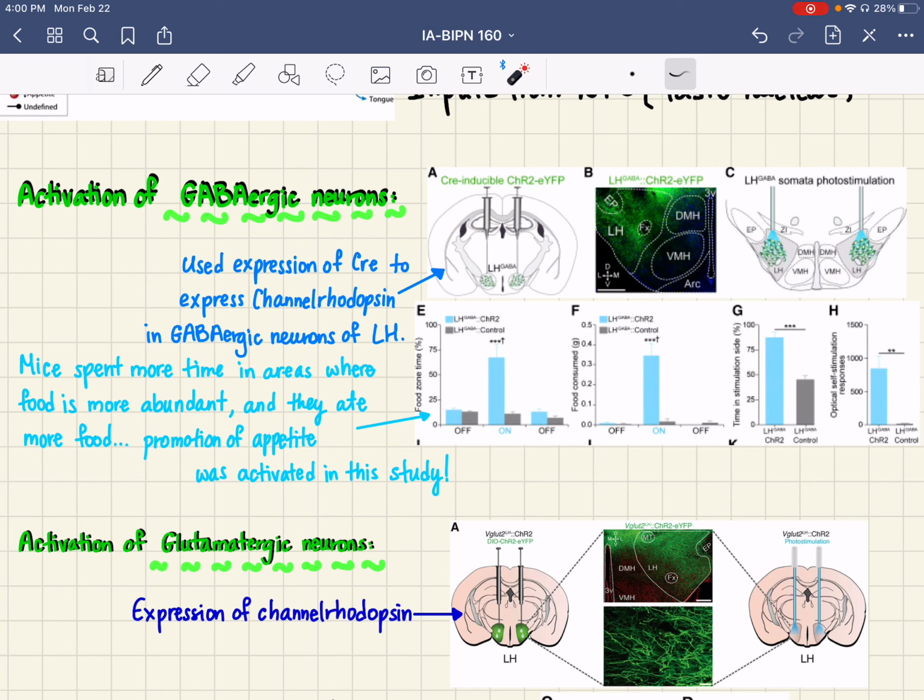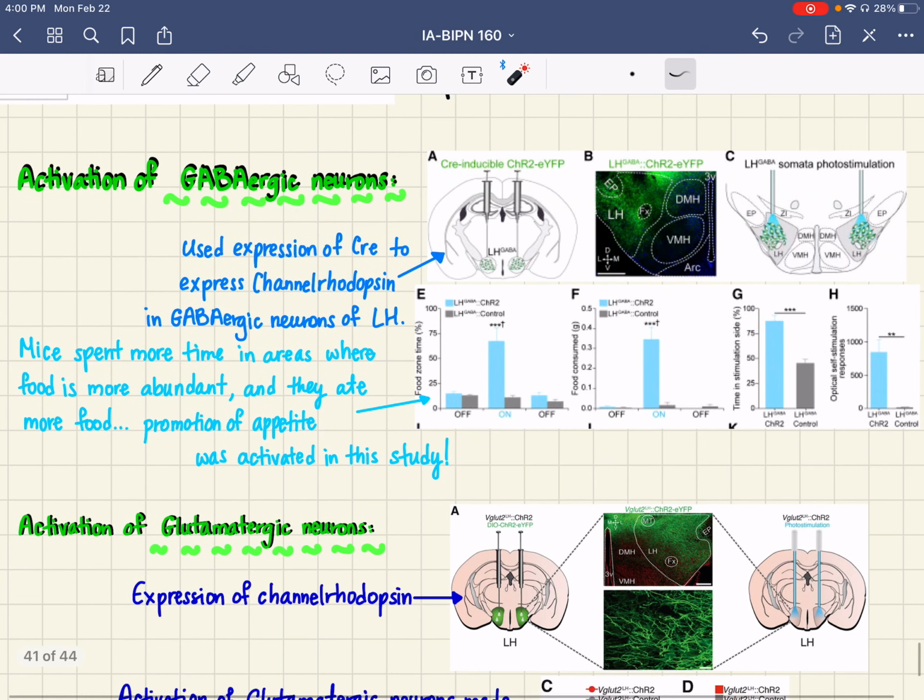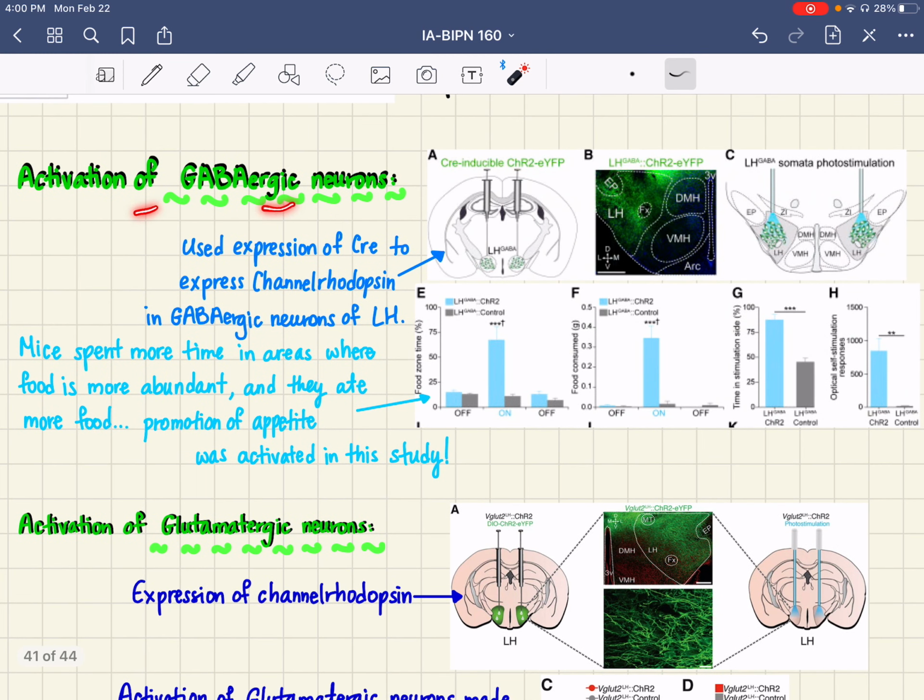So some closing thoughts on this experiment, promotion of appetite was activated in this study. Okay, and that is shown by the mice just hanging out in areas that have a lot of food and just eating a lot more food. Okay, and that's what activation of GABAergic neurons does.